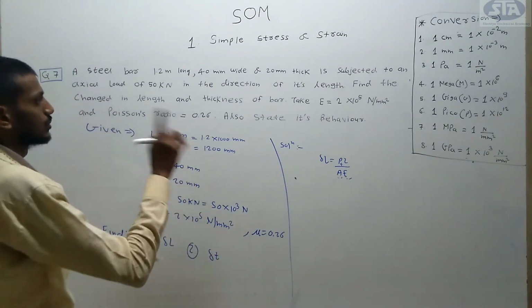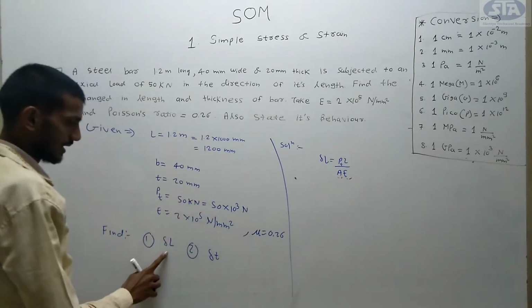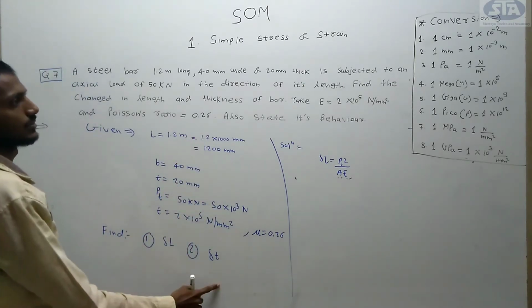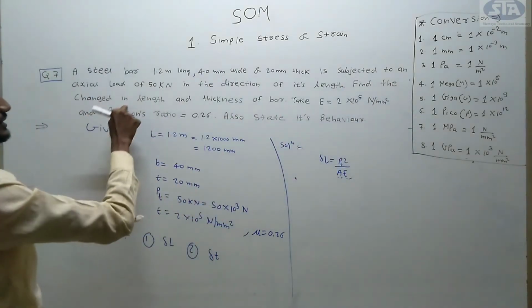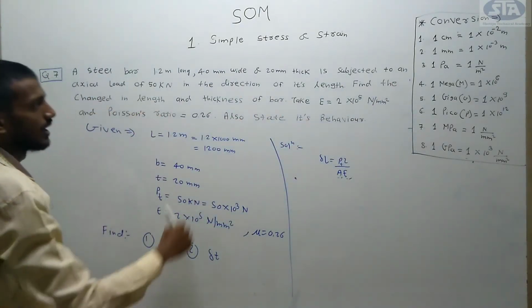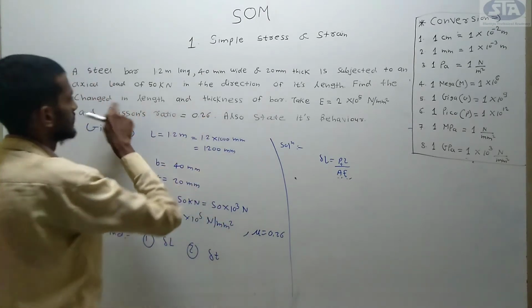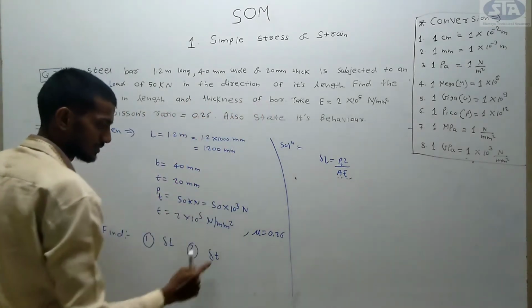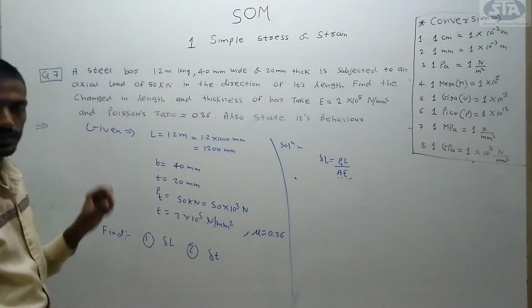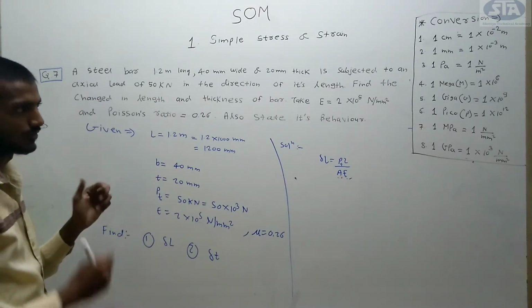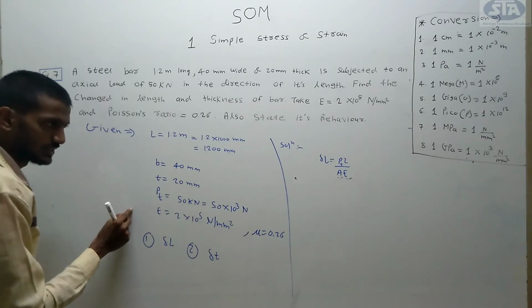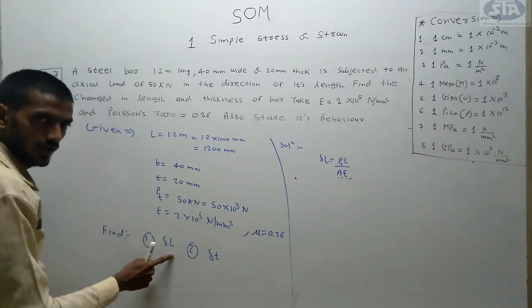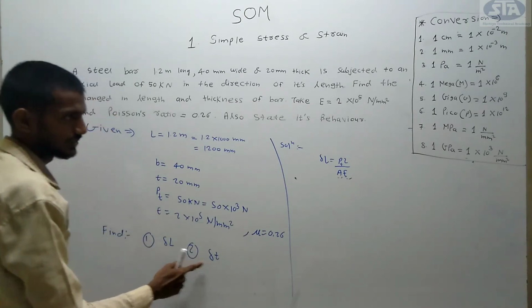Okay, we have to find out the change in length and change in thickness. Here we are asked to find the change in length, that is called delta L, and the change in thickness of the bar, that is called delta T. The bar has a length, and after application of the tensile force, we have to find what the change in length, delta L, is and what the change in thickness is.